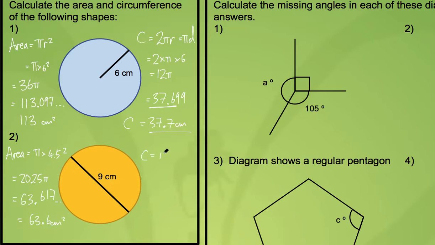Circumference, this time I'm going to use pi times diameter, pi d. C equals pi times 9, so that's 9 pi. On a calculator that is 28.274, which is 28.3 centimeters to 3 significant figures.